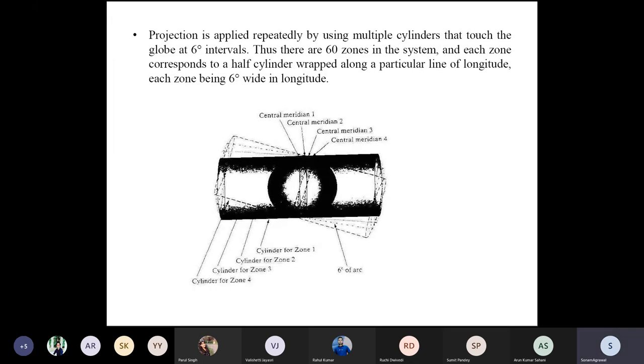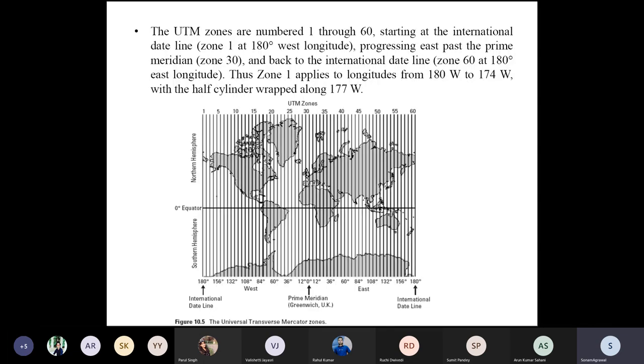So this is how the UTM will appear. It will start from 180 degrees west up to 180 degrees east. Draw this diagram on your copy so that you will remember the UTM, or the Universal Transverse Mercator zones. In this, the whole earth is projected. It will start from 180 degrees west up to 180 degrees east, and the zones will be 1, 2, 3, 4, 5 up to 60.